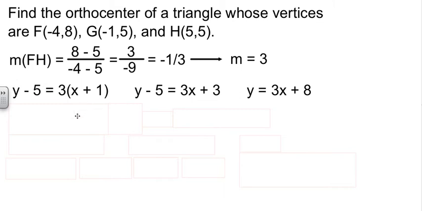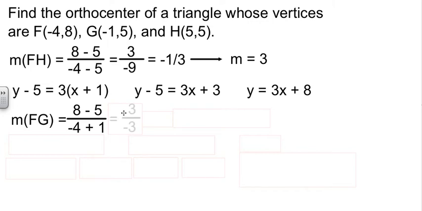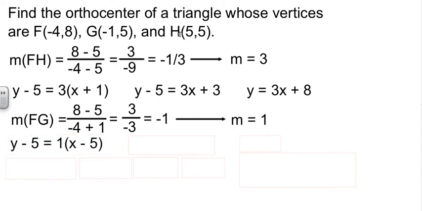Now I need to do a second one. So I picked FG this time. Again, no special reason, just I picked those two. A little arithmetic for finding the slope. Now remember, we need the perpendicular slope, so we need the opposite reciprocal. So the opposite reciprocal of negative 1 is 1. Makes life easier there. Point slope form with point H, because H wasn't one of the points that we picked. Distribute the 1, move the 5 over. That one was easy enough to clean up.